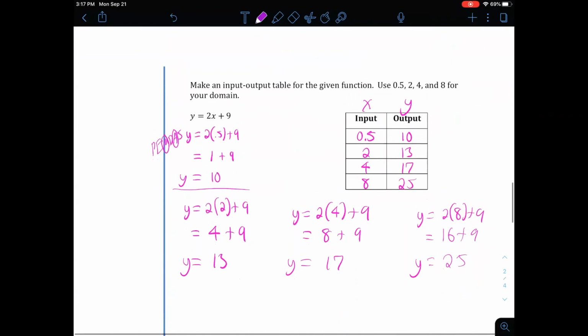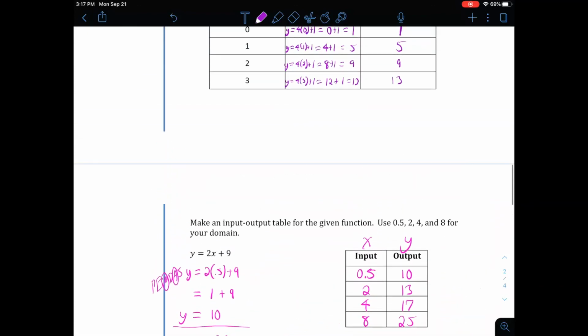I went through that kind of quickly. Hopefully that makes sense. But basically all you got to do is take your input values, plug them in for x, and solve for y over here. Okay? And that's how you get your input and your output.